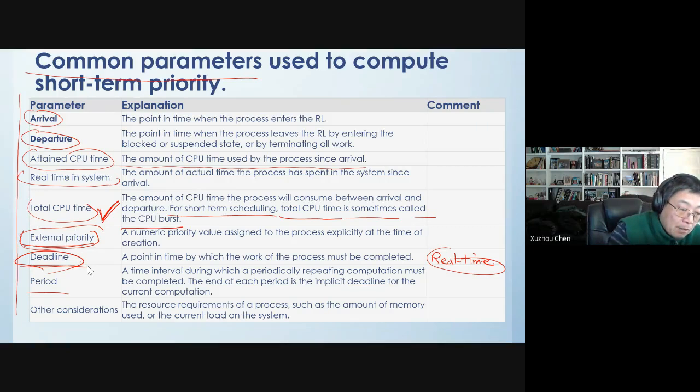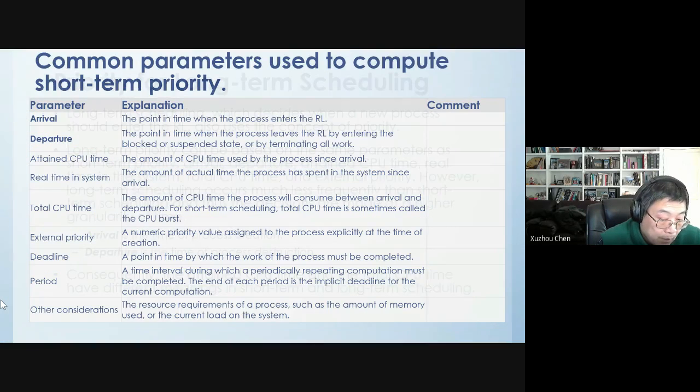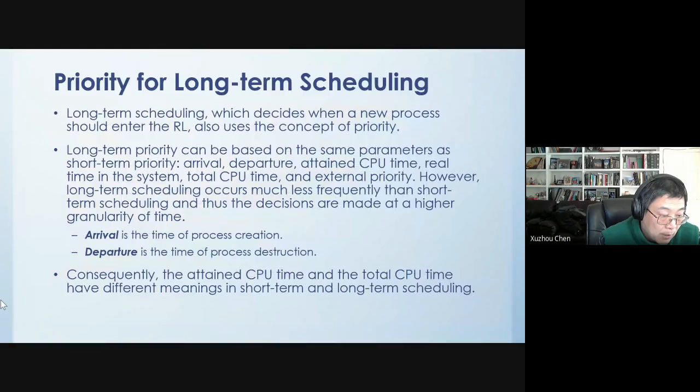Okay, so there are very different parameters, and the priorities depend on what your actual goal for the system is. Okay, so the priority for long-term scheduling, which decides when a new process should enter the ready list, also uses the concept of priority. And the long-term priority can be based on the same parameters as the short-term priority. So in terms of priority, long-term priority and short-term priority should be the same.